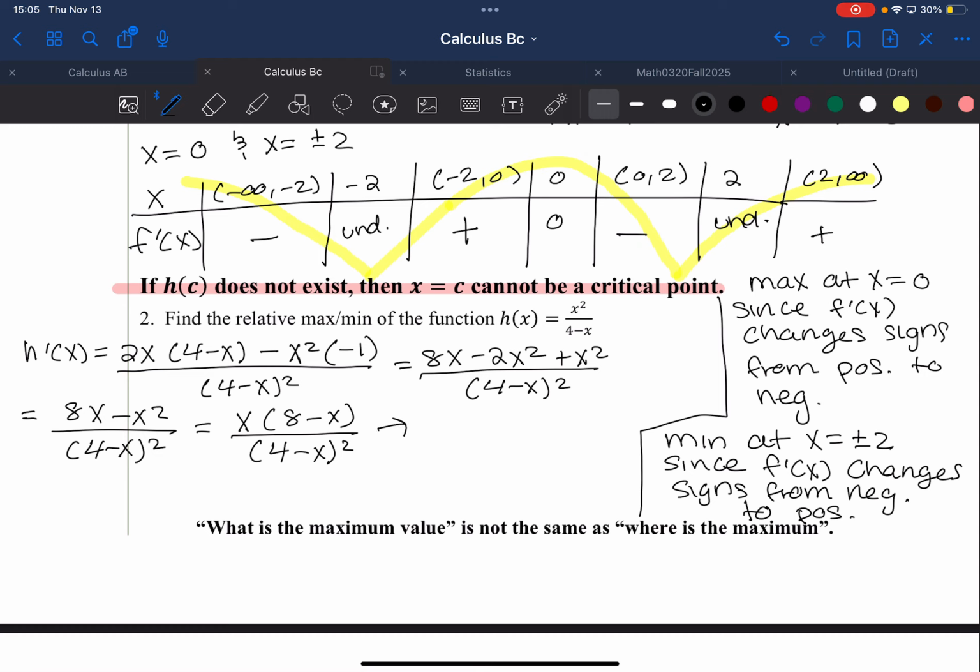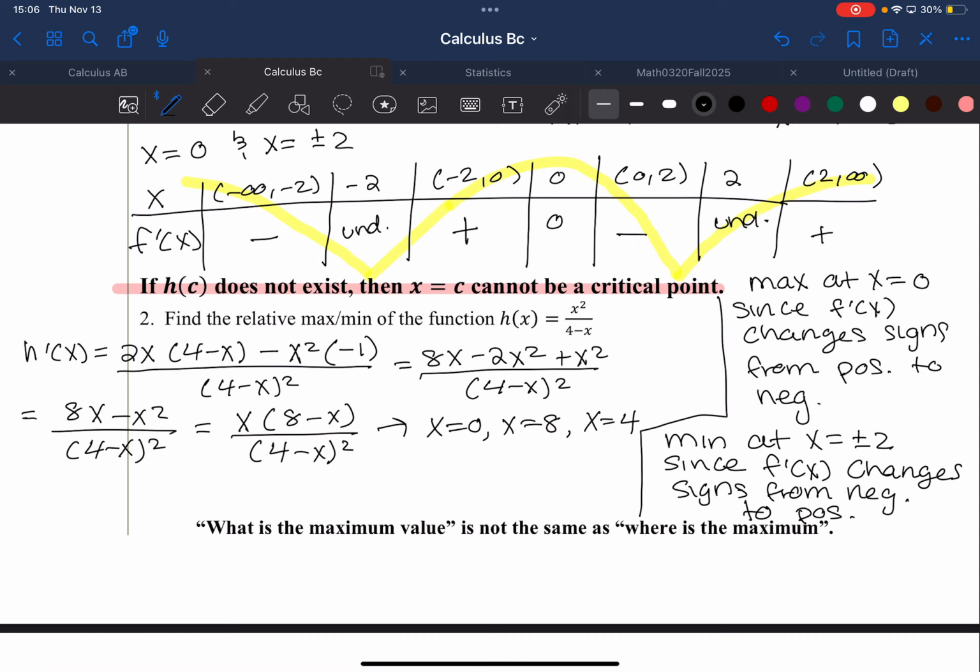Say that again. X equals 0. What else? X equals 8. And what would be the potential critical point if the derivative doesn't exist? 4. So this is x equals 4. So we have 3 potential critical points.